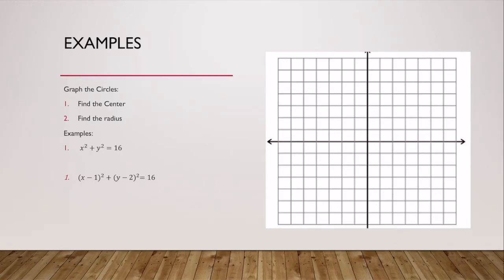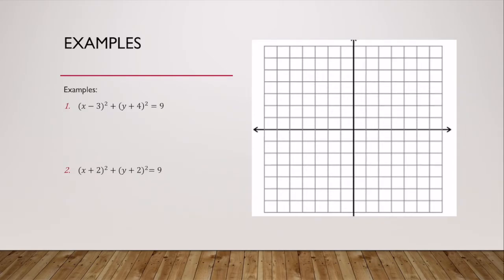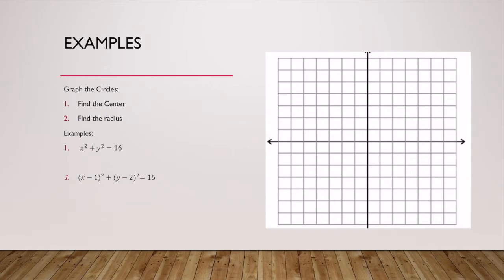So in order to graph circles, the first thing I want to do is find the center and find the radius. So I had x minus h squared plus y minus k squared is r squared. So let's take a look at this first example. My x's and my y's are all by themselves, so that means my center is going to be 0, 0. And my radius is the square root of 16, which is 4. So let's go ahead and graph this circle. Here's my center. So that would be this circle right here.